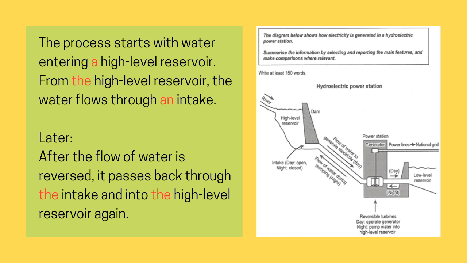A lot of students make the mistake of seeing its various parts and saying the high-level reservoir and the turbine, but they forget the rule that we've discussed today. When you first mention each part, you must say a. Thus, we talk about a high-level reservoir, but refer back to it as the high-level reservoir later. We would talk about an intake and a generator when they are first mentioned, and if you need to mention them again later, you should say the.